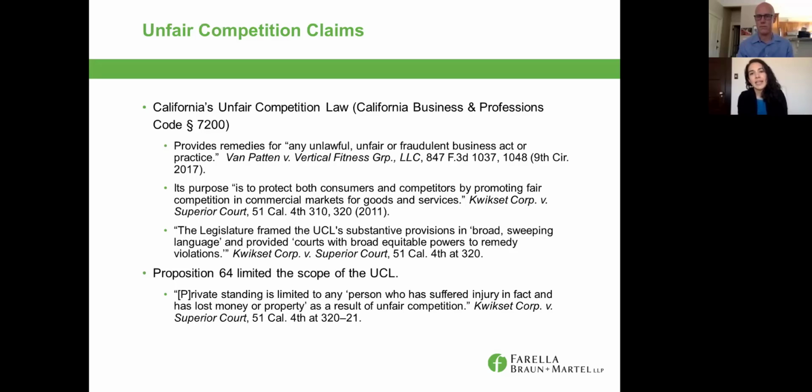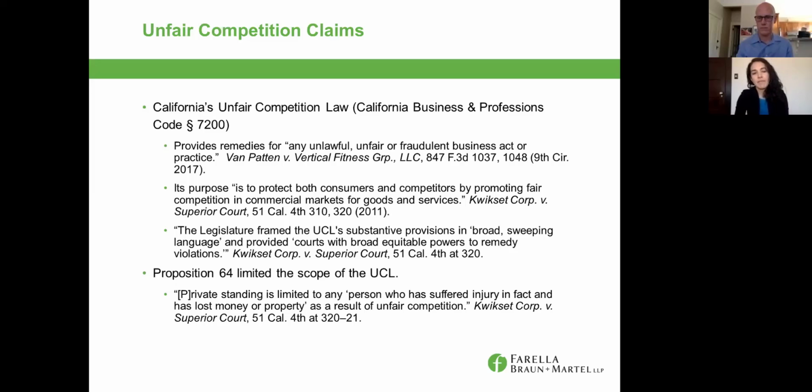And as I said, it's broad, sweeping language, and it's intended that way to give courts broad, equitable powers to remedy violations. So if there's an allegation that something is unlawful or unfair, that is usually sufficient to state a claim for a violation of the UCL, and often these claims get past the initial pleading stages because they're just so easy to plead.